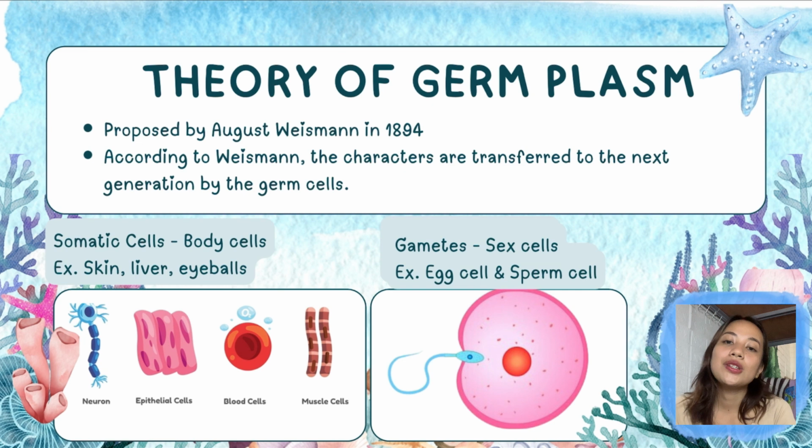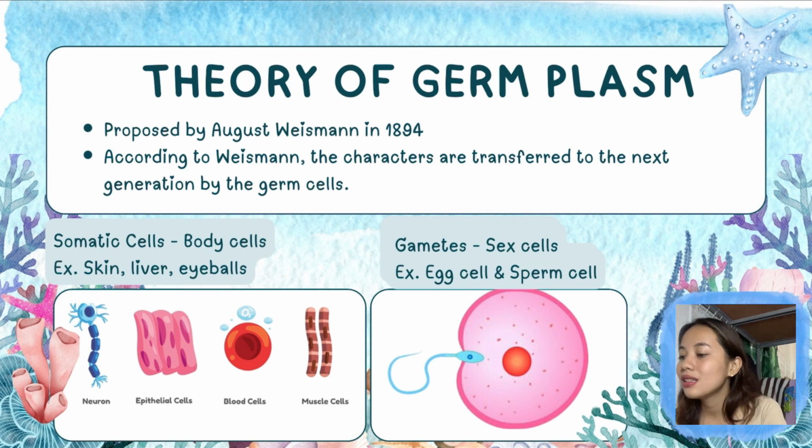So we will first discuss the two types of cells: the somatic cells and the gamete cells. As you can see in the slides, somatic cells are our body cells, for example our skin, liver, and eyeballs. And gamete cells are the egg cell and sperm cell. These sex cells contain our chromosomes, our traits, our characteristics, our alleles that express the traits that we can see. August Weismann believed that changes in the somatic cells cannot be passed on to offspring, and these are his examples.